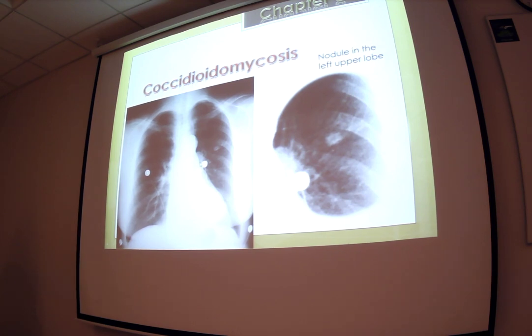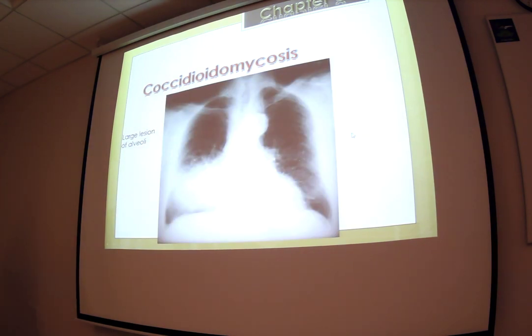See, these are not nodules, those are EKG leads. But here is that nodule. This is in the upper left lobe, where histoplasmosis was primarily in the lower lobes. This can be up in the middle or upper lobe. See, there's a very large lesion on the right-hand side, then those alveoli.